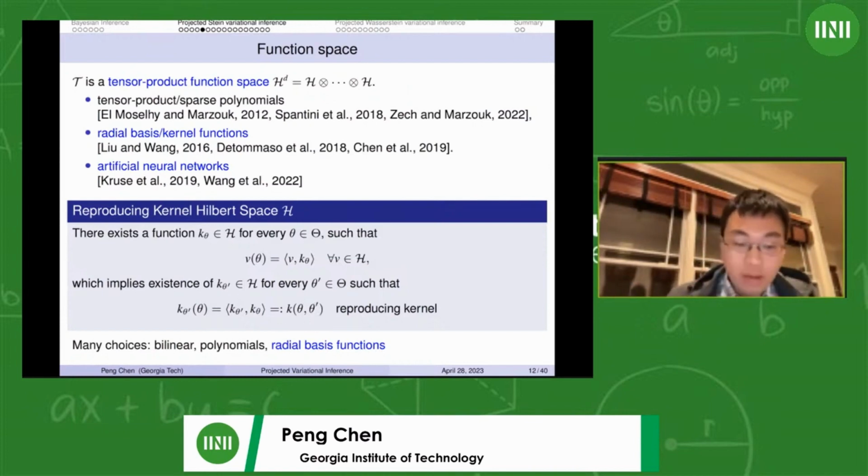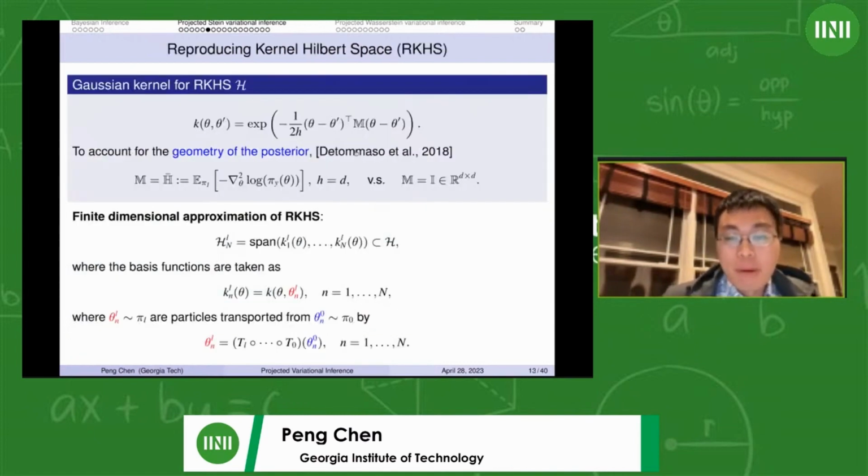There are different choices of this kernel. For instance, it could be bilinear. It could be polynomials. It could also be radial basis functions, and radial basis functions are quite common in this reproducing kernel choice. There are also many different types of radial basis functions. Here's one particular type, the squared exponential. Essentially, you have this parameter minus theta prime, and an exponential of this square with a certain metric, and typically you can pick this metric as the identity, which is a simplistic case, with a certain bandwidth h here.